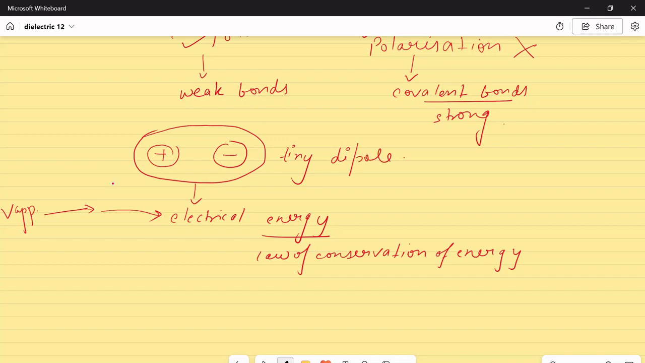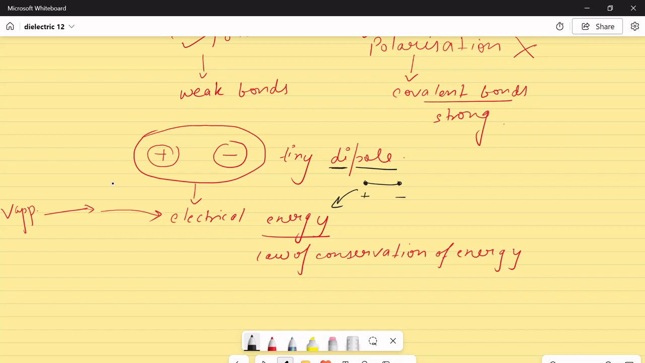If you carefully notice the term dipole, let us understand what it means. Di and pole. So there are two poles, one is positive, another is negative. This is used to store electrical energy. And this is also the concept which is used in the capacitors.